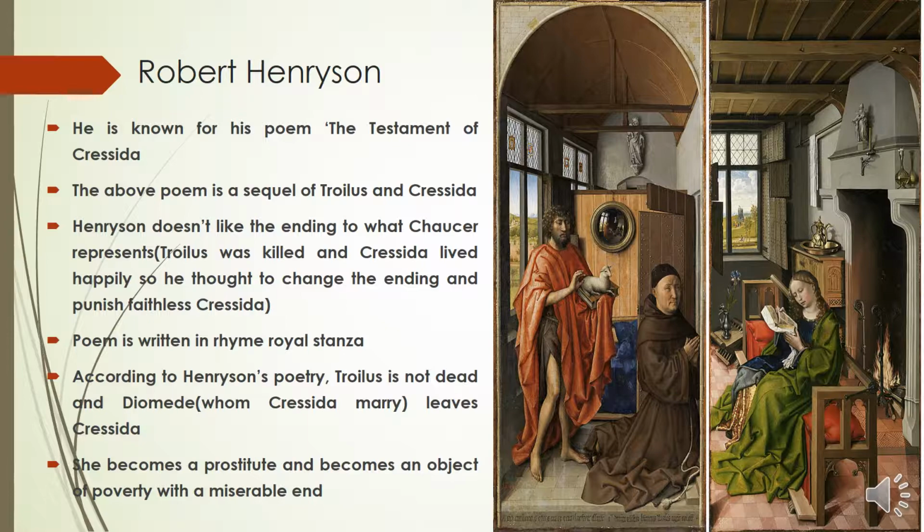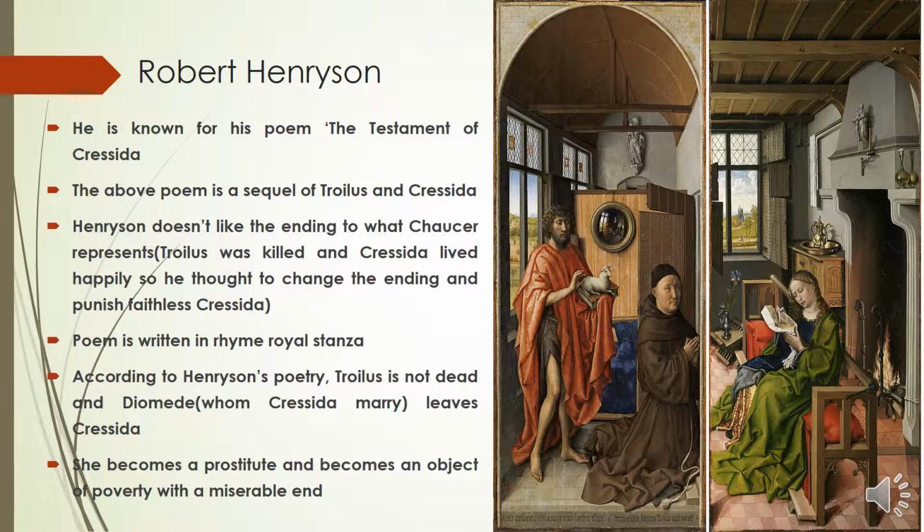Because Henryson doesn't like the ending of what Chaucer represents in Troilus and Cressida, he wrote The Testament of Cressida. What Chaucer had done in the end was that Troilus was killed and Cressida lived happily. So Henryson thought to change the ending and punish faithless Cressida. So he has written this poem. Now, what is this poem all about? The poem is written in rhyme royal stanza. Please remember it, this is important. Now according to Henryson, in the very first point he tells that Troilus is not dead.